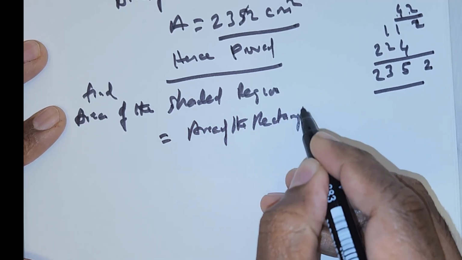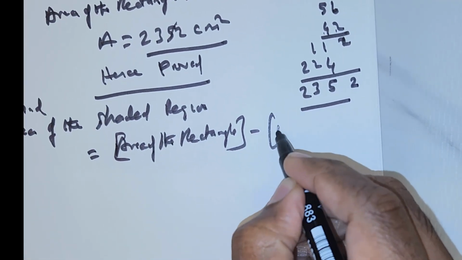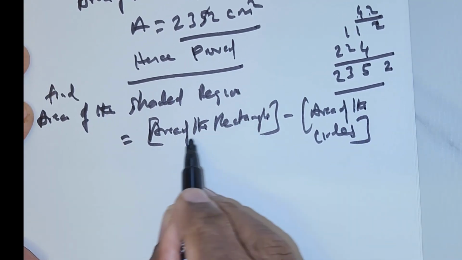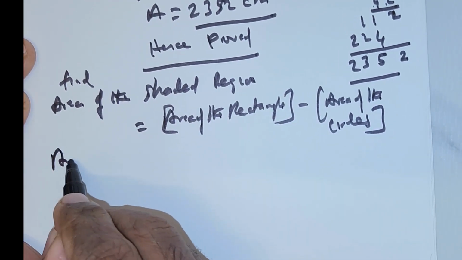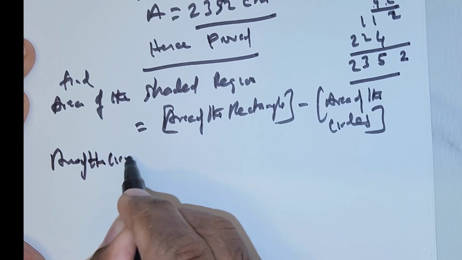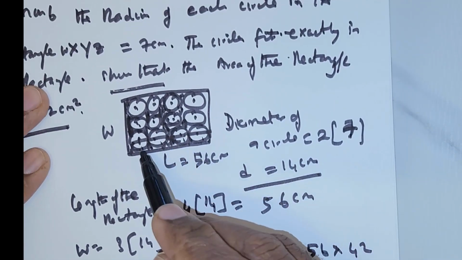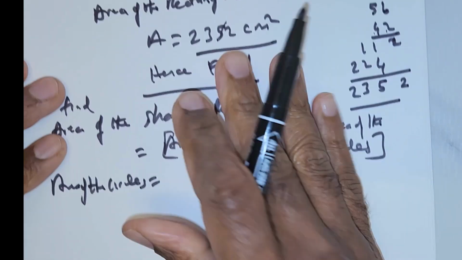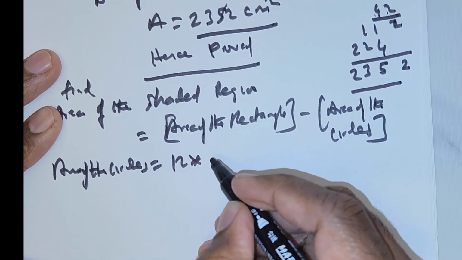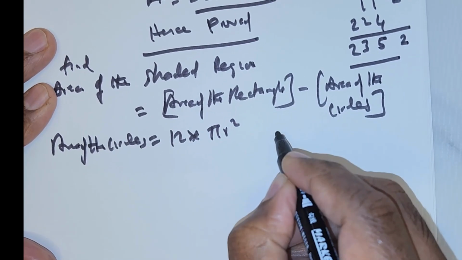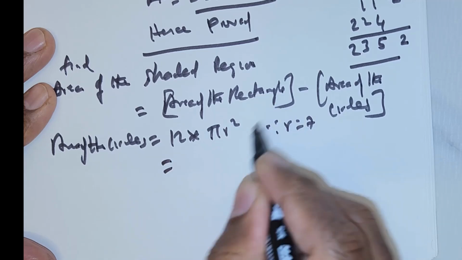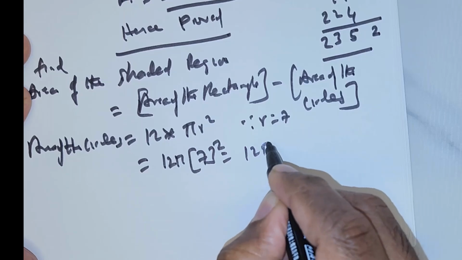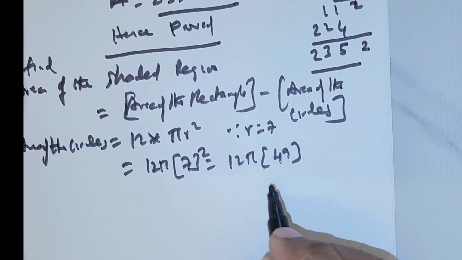you take away the area of the circles. We know the area of the rectangle, so we need to get the area of the circles. So area of the circles, how many circles are there? 1 2 3 4 5 6 7 8 9 10 11 12 circles are there, multiplied by the area, pi r squared. Now r is equal to 7 units, that's given in the question. So this is 12 pi times 7 squared, which is nothing but 12 pi times 49.